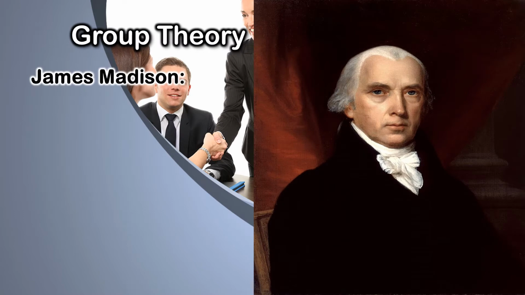Group theory. According to James Madison, people will tend to form factions in the political process. They may form factions being concerned with religion, government, but the durable source of faction has been the unequal distribution of property. There was distinct interest between the haves and have nots.